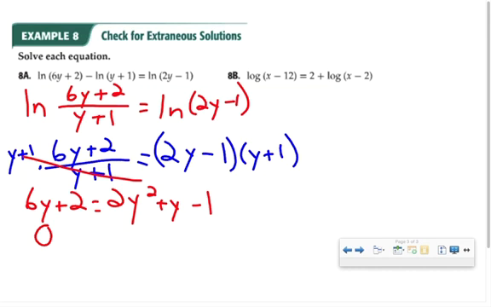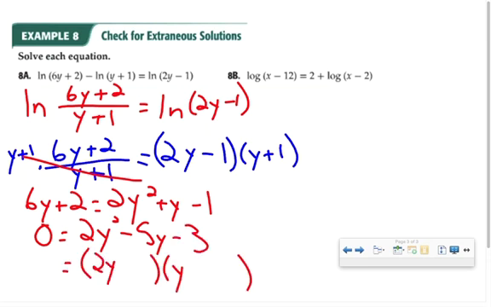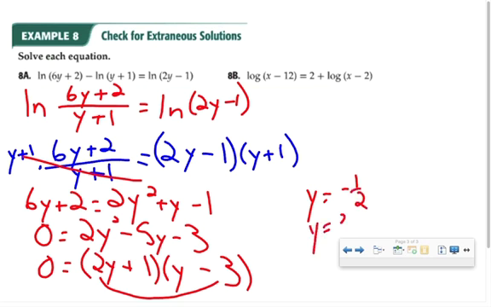I have a quadratic with some y terms, so let's get everything over to the right side of the equation, giving me 0 equal to 2y squared minus 5y minus 3. When I factor it, I know I have 2y and y, because 2 is a prime number, and there's only one way I'm going to get that. 2 times 3 is negative 6. I'd be looking for factors of negative 6 that add up to negative 5. That would be negative 6 and positive 1. And then we solve for y. This would give us that y is negative 1/2, or y is 3.